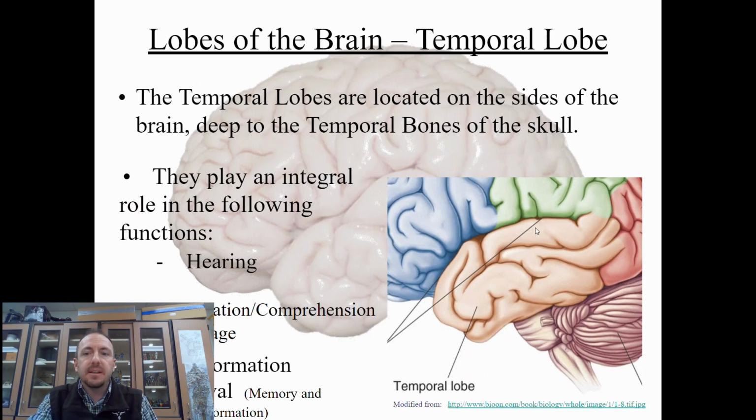And then finally, the final lobe of the brain is the temporal lobe, and this plays an integral role in hearing. The auditory stimulus: you're listening to me right now, so you're interpreting what I'm saying. I'm talking English, so you understand the language that I'm speaking, which is also in the temporal lobe. And this is where your memory is, the memorization of memory.